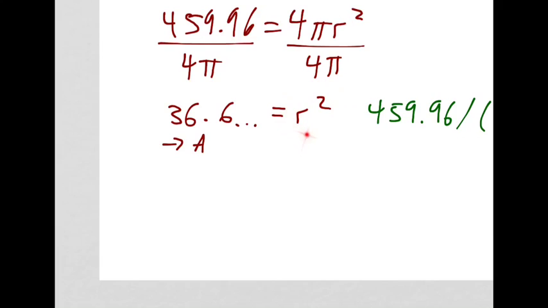R squared, I want to undo that squaring effect. What's the opposite of squaring? What undoes squaring? Square rooting, right? So if I square root r squared, I end up with just r. And whatever you do to one side, you have to do to the other. So I have to also square root a, or that 36 point blah, blah, blah.